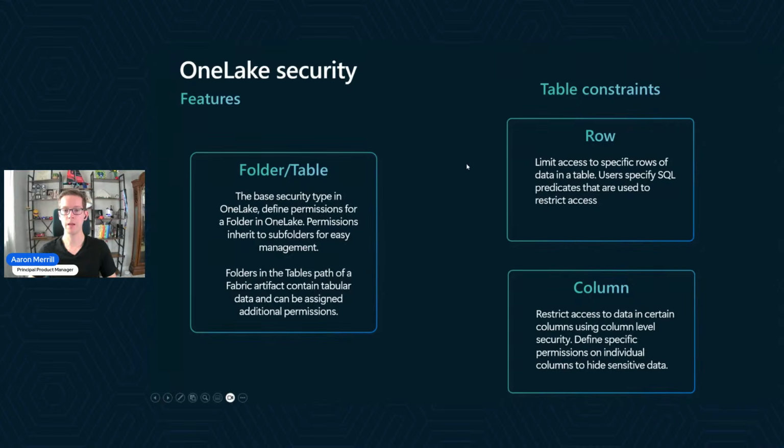Now, if an item is a table, that means you can also define row and or column level security on it. So pretty straightforward. Again, row limits what rows the user can see in that particular table when they're querying it. And the column level security controls which columns they're able to see when they're querying that as well. And we'll go through these in a little bit more detail. I'll talk about specific nuances of those features.